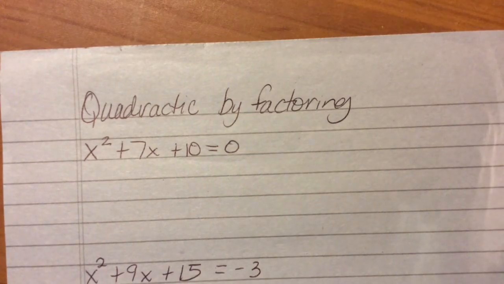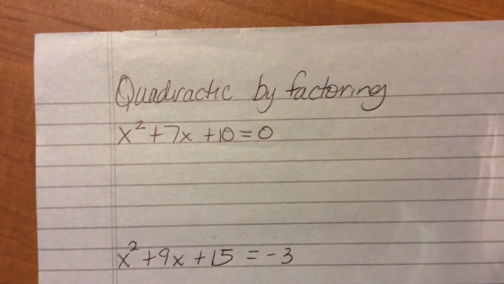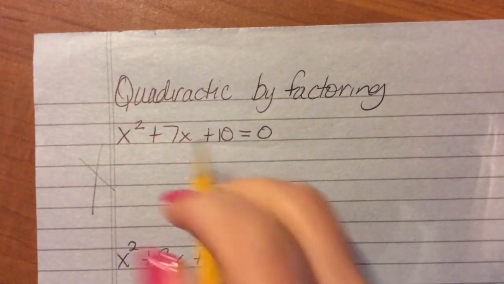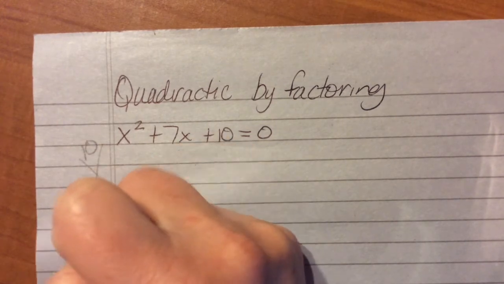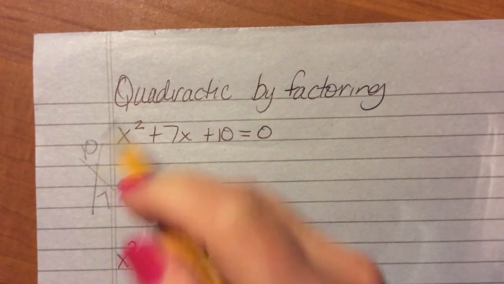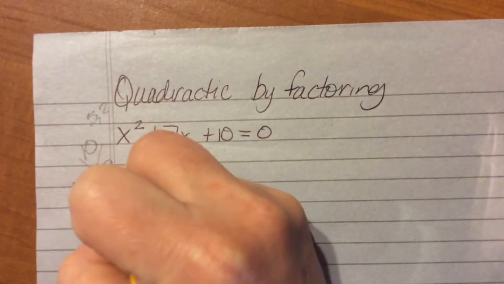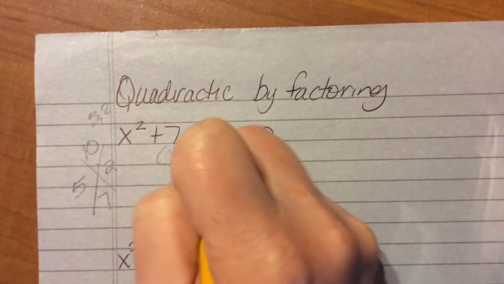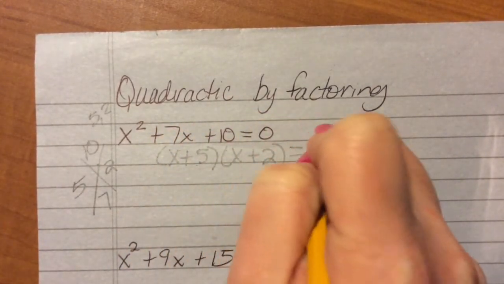All right, guys, we're going to solve quadratics by factoring. If you remember from yesterday, we were given problems like this, then you had to do the X game, where your C went to the top and your middle, or your B, went to the bottom. You look at factors of 10. I know 5 and 2, so it's 5 and 2. Write it out as x plus 5, x plus 2, and then remember, they're equal to 0.